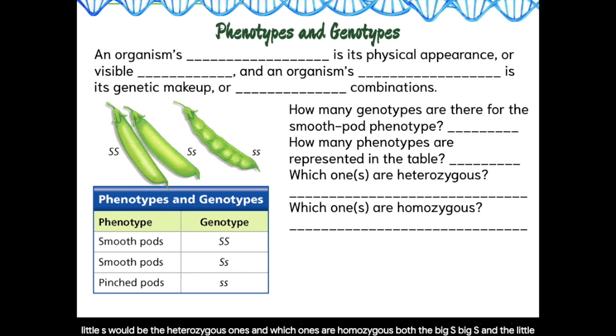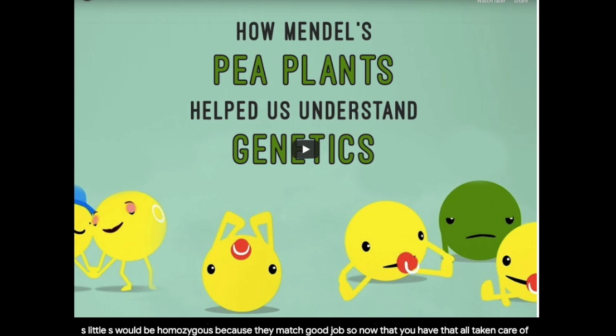Good job. So now that you have that all taken care of, you're going to go ahead and watch this video that I've set aside for you. It's on YouTube, How Mendel's Pea Plants Helped Us Understand Genetics. Go ahead and watch that video. It's super cute because the peas look like babies, but also it's a really good recap of everything we've done up to this point.